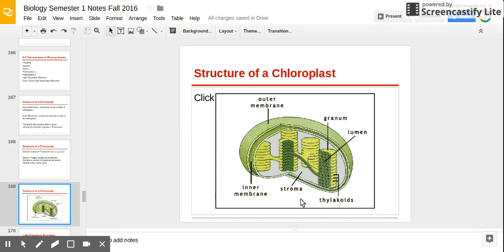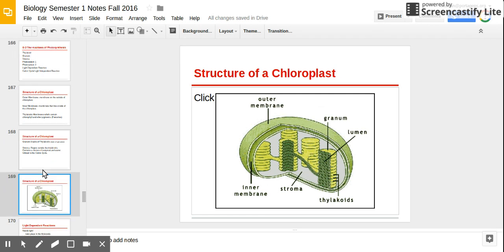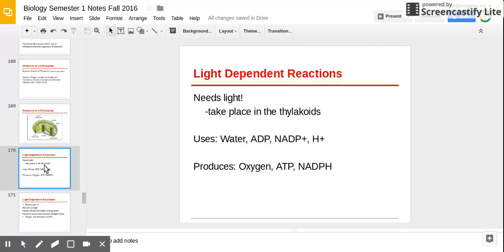All right, friends. So right here, you can see the stroma. It looks empty in this picture, but it's not really an empty space. Lots of stuff actually going on in there. So now that you know the structure of your chloroplast, we can talk about what's happening in there.